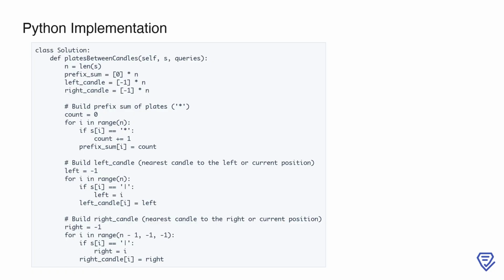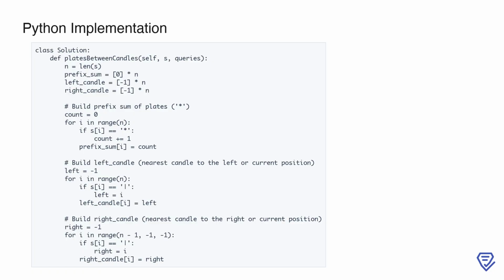We maintain a variable left to store the position of the last candle we encountered as we traverse. If the current character is a candle, we update the left variable. For every index, we store the position of the nearest candle to the left, or -1 if there is none.